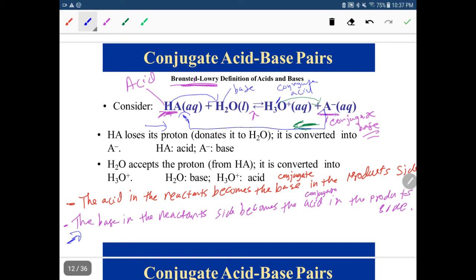So HA and A minus are one pair, and then you have a second pair, which is H2O and H3O plus. This is the second pair. You have a base and you have a conjugate acid, so it's a conjugate acid base pair. You have here HA, which is the acid, and A minus, which is the conjugate base. So that is going to be a conjugate acid base pair.